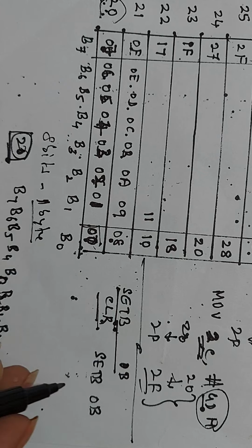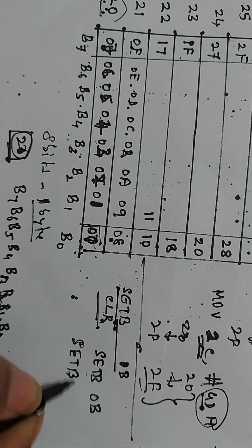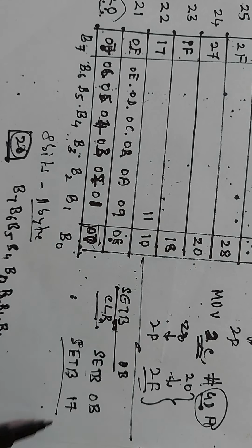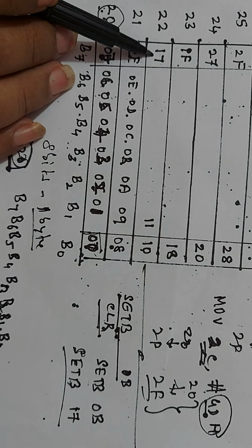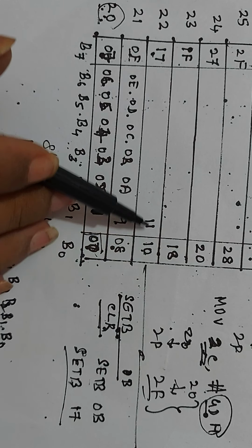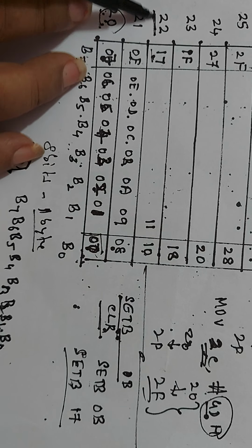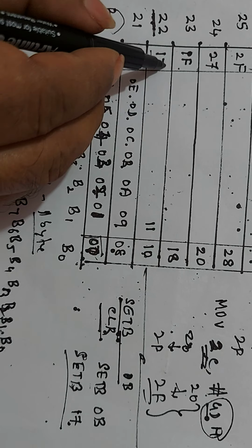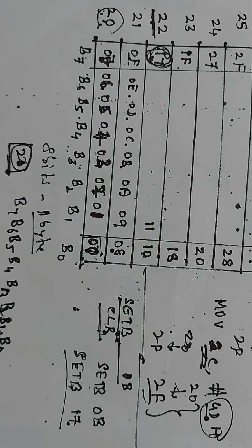Similarly, what does set bit 17 say? See in this table, 17 is there. What is 17? 0, first bit, second bit, etc., up to the 8th bit of RAM location 22. Therefore, set bit 17 means it makes the 8th bit of RAM location 22 to 1.